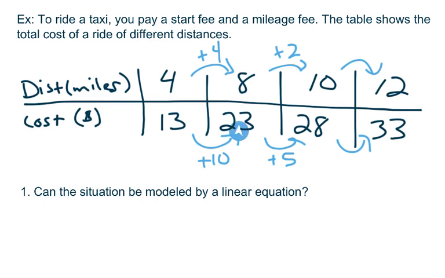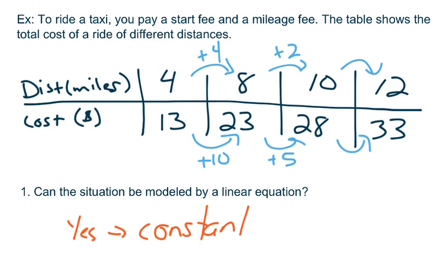Going from 4 to 8, 13 to 23, and then going from 8 to 10, 23 to 28? The answer here is yes, because if we think about slope, change in y is 5, change in x is 2, change in y is 10, change in x is 4. 10 over 4 simplifies down to 5 over 2. So the question, can the situation be modeled by a linear equation? The answer is yes. It is a constant rate of change.